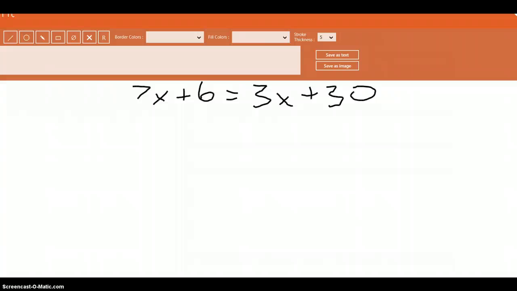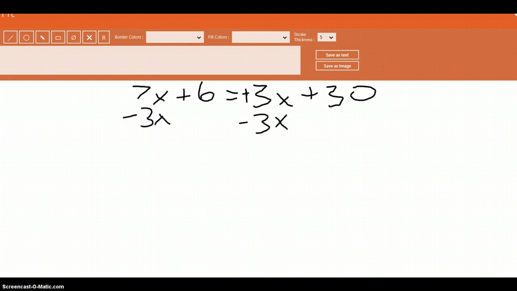Now our goal here is to get all of the terms with x in them on one side of the equation, and all of the terms that are just numbers on the other side. I'm going to choose to put all of the terms with x's in them on the left side of the equation. Since we have a positive 3x here, I'm going to undo that addition and subtract 3x from both sides.